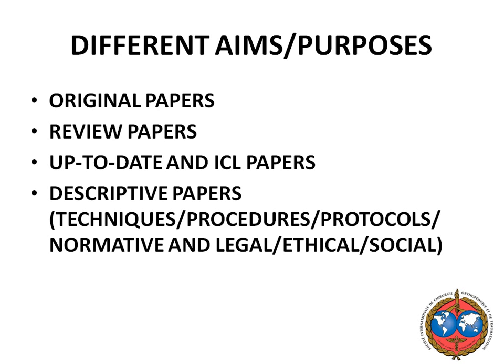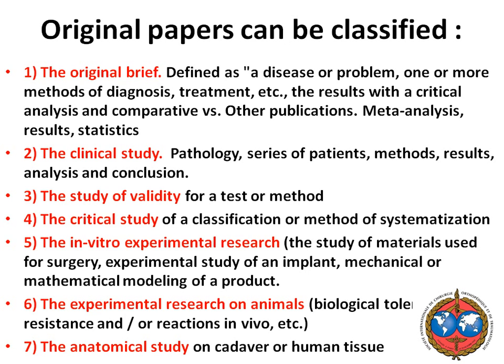The purposes are different depending on the type of papers we receive. There are original papers, there are review papers, there are up-to-date and instructional course lecture papers. There are also descriptive papers, very interesting, about specific techniques, procedures, protocols, and so on. So the original papers can be classified, and that's not sophisticated information. It is, though, important because it will show you what type of information you are looking for. If you are looking for an original brief, you can make a critical analysis and comparative study of a specific item. A clinical study is very important because it can provide valuable information about the method or about a pathology.